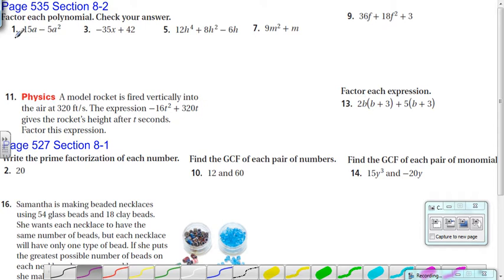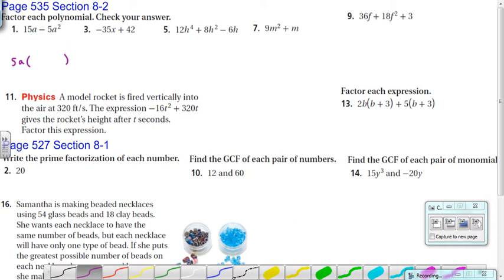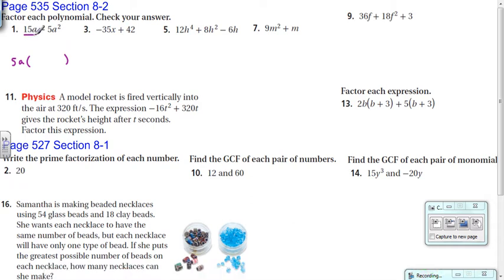So the GCF between 15a and 5a squared: 5 can go into 15, 5 can go into 5, and they have an a in common, and the lowest exponent is a to the first. So when you factor, your GCF goes on the outside of your parentheses, and then you divide each term by your GCF. So I'm going to take 15a and divide it by 5a. I'm going to take 5a squared and divide it by 5a.